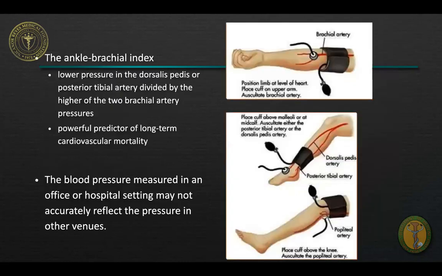The ankle brachial index can be measured by using your blood pressure. The lower pressure in the dorsalis pedis or posterior tibial artery is divided by the higher of the two brachial artery pressures. This is a powerful predictor of long-term cardiovascular mortality.